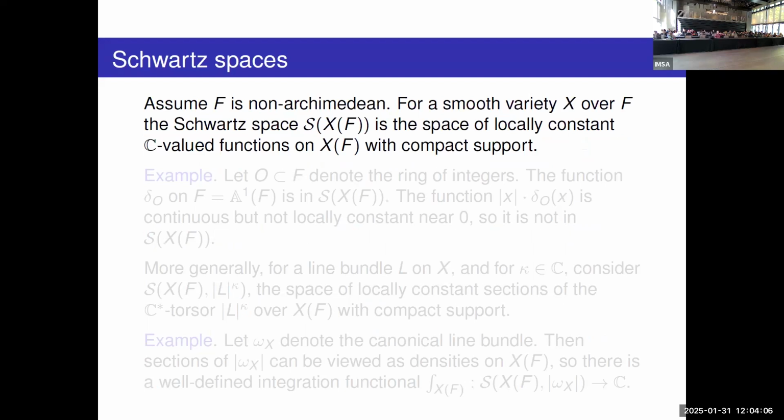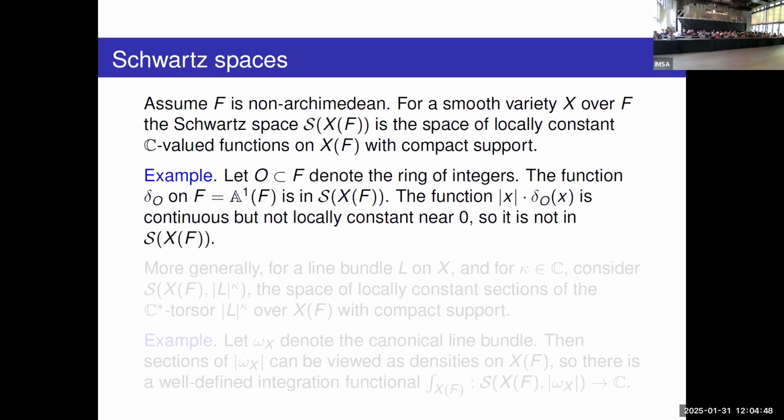I will consider the case of a non-Archimedean field. There is an analog in the Archimedean case, based on the works of Aizenbud and Gourevitch, but it's much easier to discuss what happens in the non-Archimedean case. So if you just have a variety over a non-Archimedean local field, we just consider locally constant functions with compact support on the set of F-points.